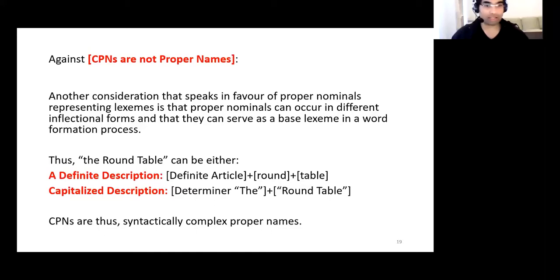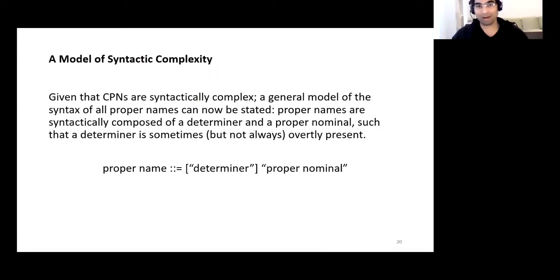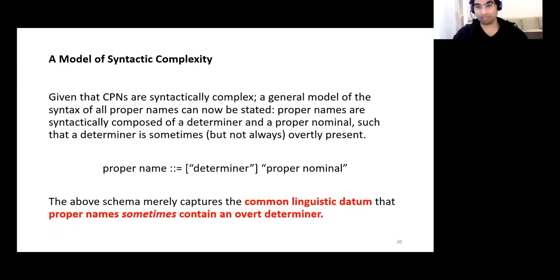So I have argued that complex names are therefore syntactically complex proper names. And now I wish to propose a way to model the syntactic complexity of proper names in general. So given that complex names are syntactically complex, a general model of the syntax of proper names can be stated as follows. Proper names are syntactically composed of a determiner and a proper nominal, such that the determiner is sometimes but not always overtly present. So all proper names can be thought to contain a determiner and a proper nominal, but the determiner is not always overtly present.